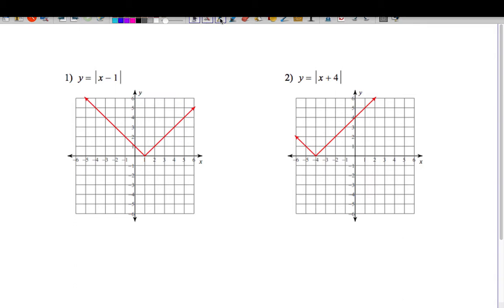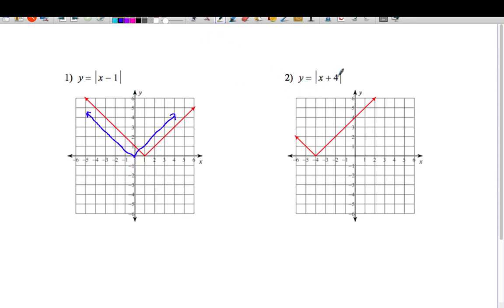If we have the absolute value of x minus 1, the parent function is originally like that. That's the parent function. And then this minus 1 translated the graph 1 unit to the right. That's why we arrive at this red absolute value graph. Let's go to the other side.